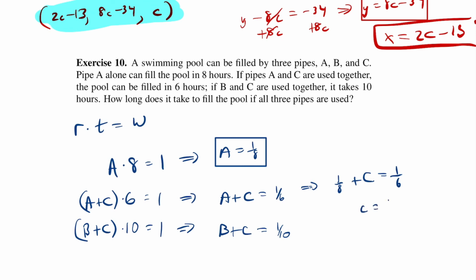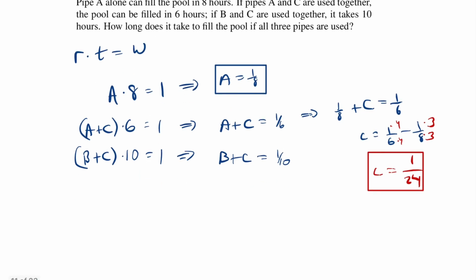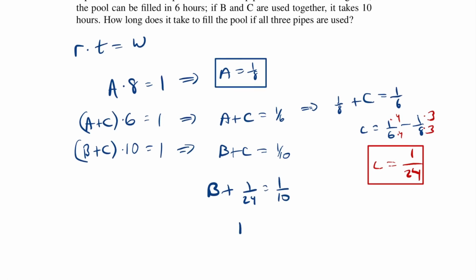1 over 24. And now we have B plus C, where C is 1 over 24, is equal to 1 over 10. Subtract 1 over 24. The LCD, I believe, is 120. So we're going to multiply the top and bottom of this one by 12, and this one by, what is that, 120, it's going to be times 5, actually. So that's 12 take away 5, which is 7 over 120.